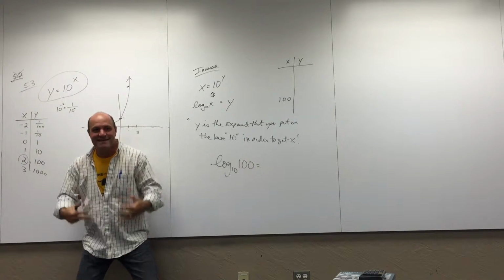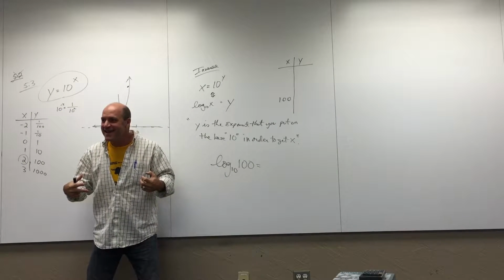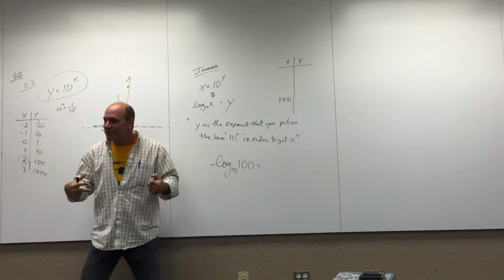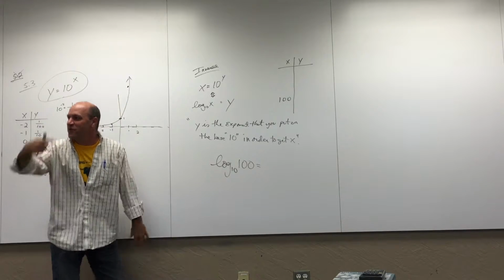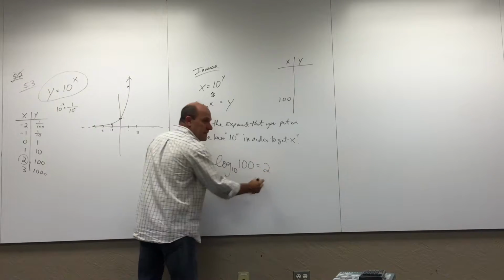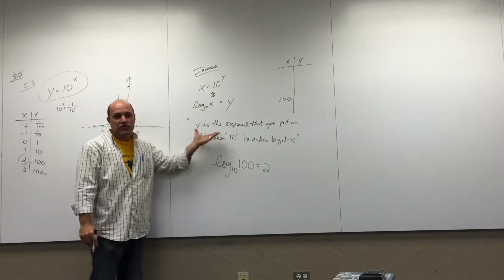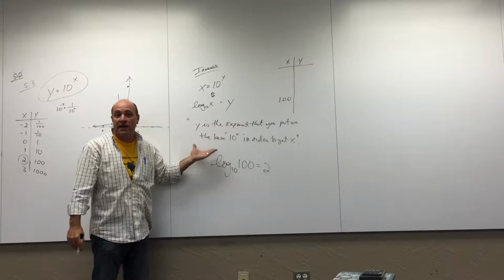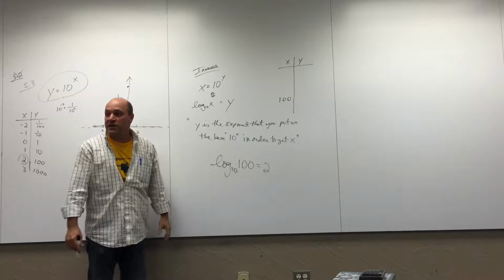I feel it. Do you feel it? Not yet? I've got to keep dancing for you a little bit. It's the exponent you put on 10 in order to get 100. What is it? 2. Thank you. See, now you can do logarithms. If you say this sentence to yourself, logarithms aren't strange anymore.